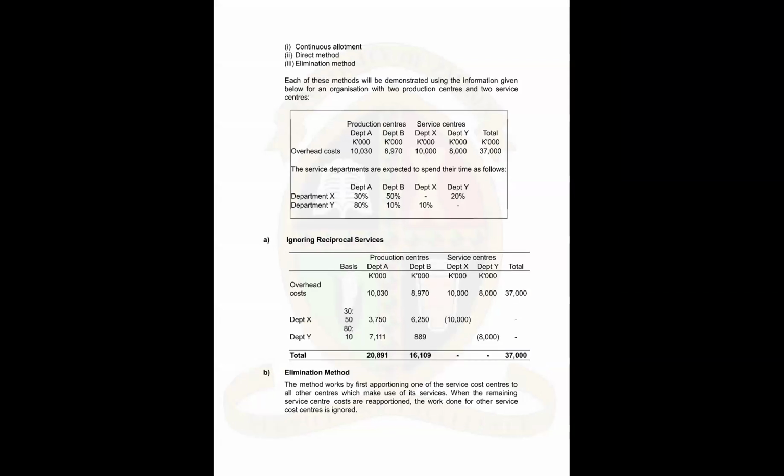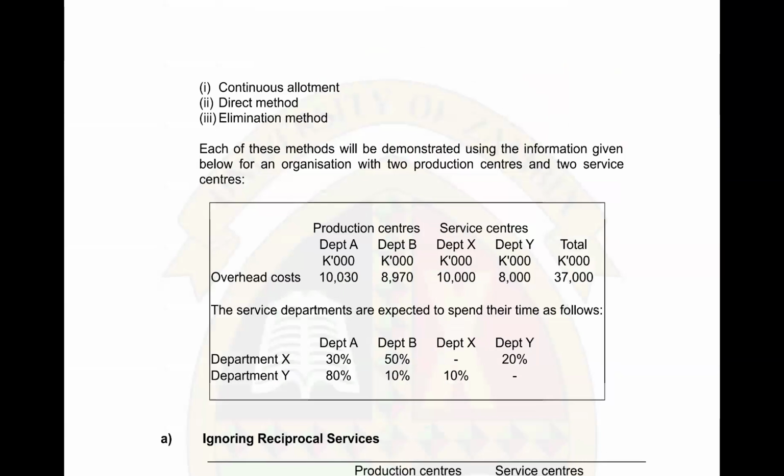The methods that are used to do the reapportionment are basically three that are examinable. You have the continuous allotment method, the direct method, and the elimination method. I repeat, we have the direct method of doing the reapportionment, the continuous allotment and the elimination method. These three are quite examinable, so you hope to find these in exams or in your tests. Basically, these are the major methods used to do the reapportionment.